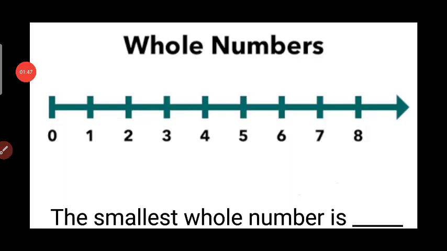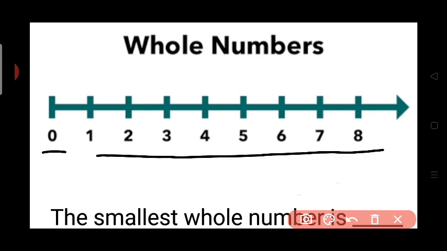Next, what is a whole number? This is a number line, and here the numbers are mentioned from 0 to 8. So 0 is not a counting number, but 1 to 8 are counting numbers. So 0 plus all counting numbers together, or we can say the collection of 0 plus counting numbers, is known as whole numbers.